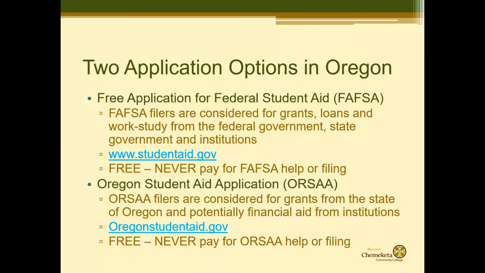There are two financial aid applications in Oregon, but students will only complete one or the other as shown on the next slide. The Free Application for Federal Student Aid, or FAFSA, is the one application students complete to be considered for grants, loans, and work study from both the federal and state government, as well as financial aid from many colleges. The Oregon Student Aid Application, or ORSAA, is an application where students ineligible to complete the FAFSA may be considered for financial aid from the state of Oregon only.